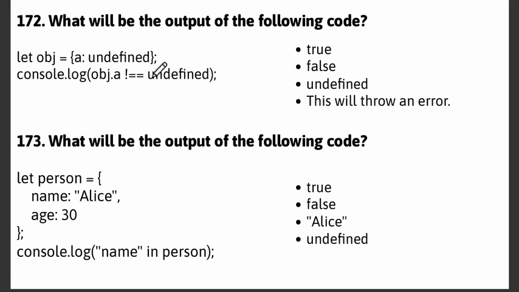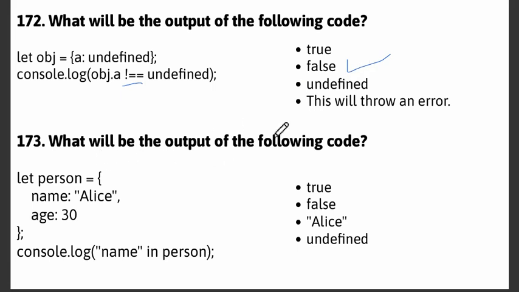What will be the output of the following code? You guys can see that I have given an object and the value given to the a property is undefined, and inside the console.log I will check that object.a is not equal to undefined, which will cause false. This is false because object.a is equal to undefined, but in this case we have given an exclamation mark, which means not equal to, so it will be false.